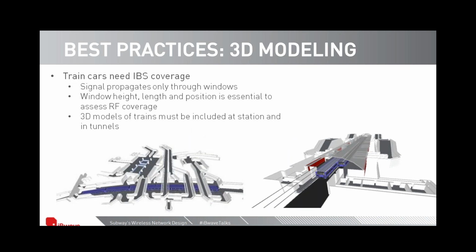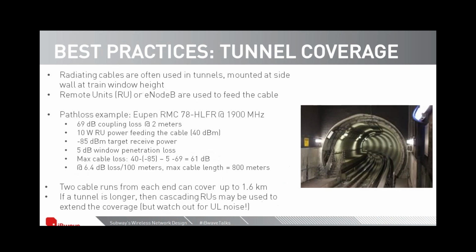For 3D modeling, we need proper 3D modeling of the trains. Why? Because the signal propagates only through windows, and having a window height, length, and position that is proper is essential to assess RF coverage. 3D models of trains have to be included at stations and in tunnels when we are showing how the signal propagates at a station or in tunnels. Now we go onwards to tunnel coverage. We're going to spend a couple of slides here.